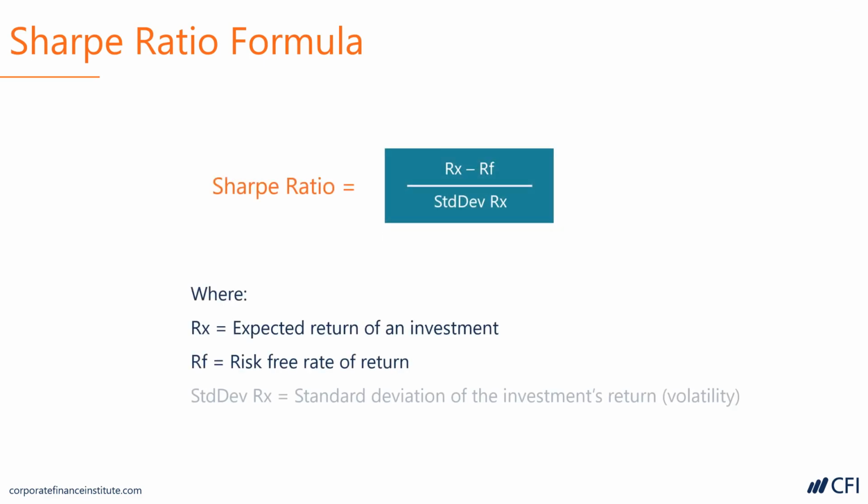So we have the return of an investment relative to the risk-free rate of return on the numerator. This is referred to as the excess return. Then on the denominator, we have the standard deviation of the investment's return, which is its volatility. By comparing the excess return of the investment to the volatility of the investment, we arrive at the Sharpe ratio number.